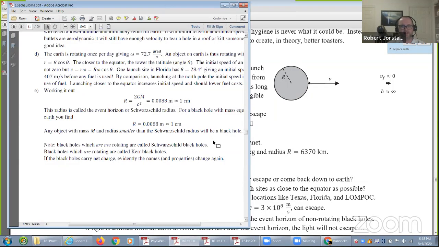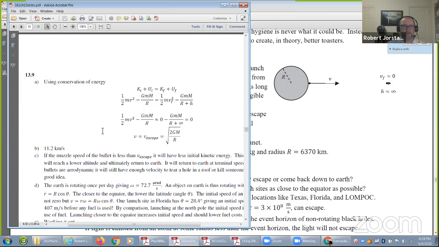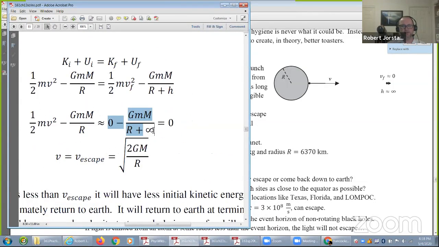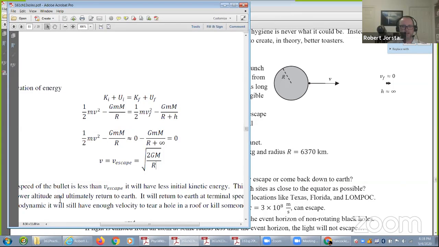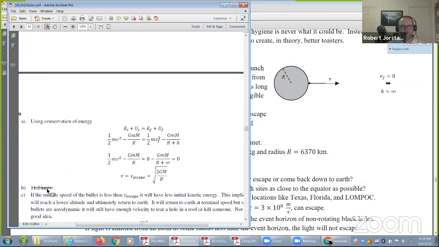Here's the problem all worked out. So notice, there's what he was just talking about: if you set that altitude to infinity, this whole side goes to 0. From there, you solve this thing. There's actually some interesting stuff about this. So here's the escape speed from Earth.